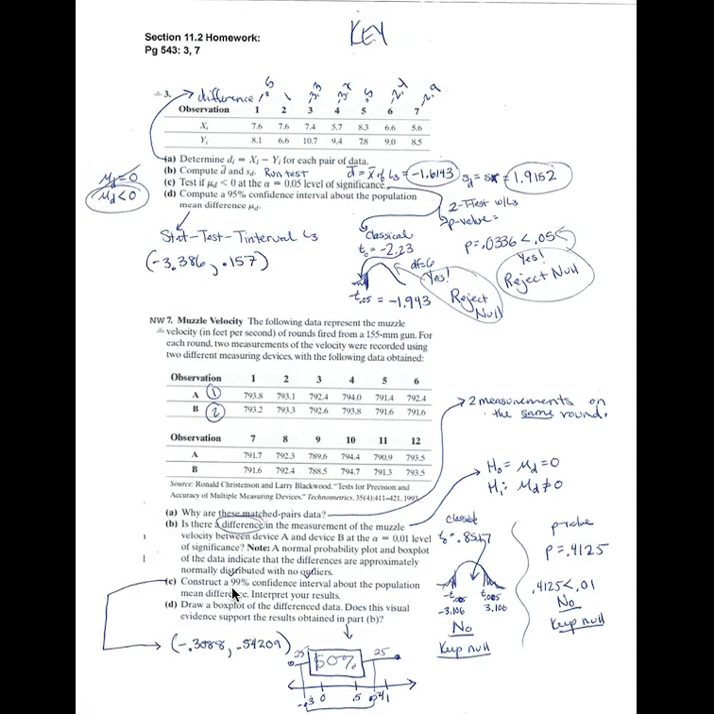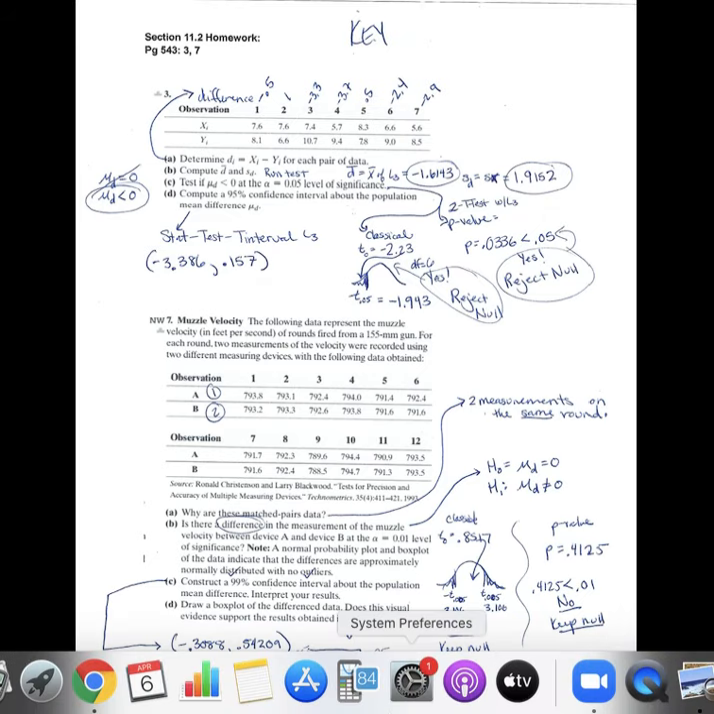Then we're going to construct a 99% confidence interval. Again, same keystrokes as before. And then lastly, draw a box plot. I drew it on my graphing calculator, and then if you click the trace button and press over and stuff, you can actually get the specific values for each of these. You'll see that I did that again, I think in section 11.4.